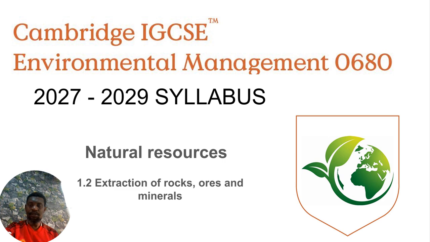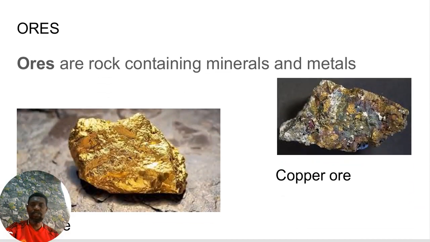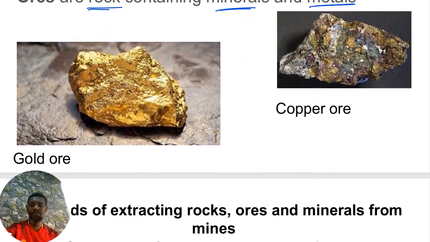So here we're going to be looking at, still on natural resources, the extraction of rocks, ores and minerals. So first, what are ores? Your syllabus definition: you need to be able to define an ore as a rock containing minerals and metals. So that is what an ore is. It's a rock containing minerals and metals. That's all you need to know.